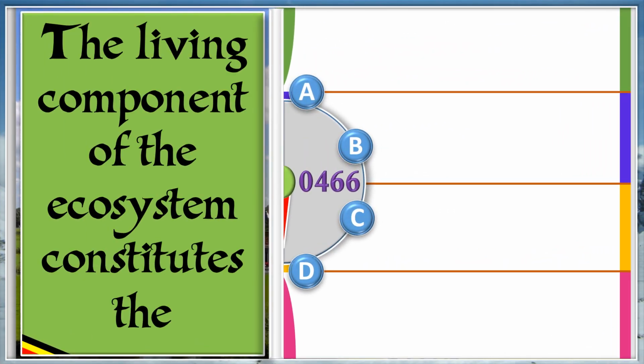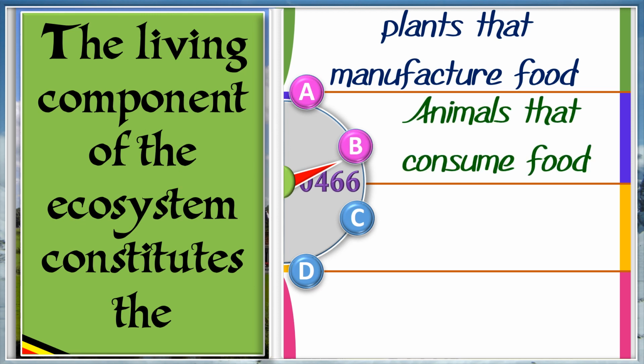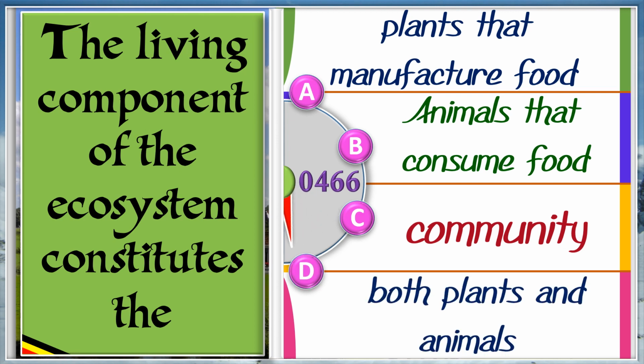The living component of the ecosystem constitutes the: A. Plants that manufacture food. B. Animals that consume food. C. Community. D. Both plants and animals. And the answer is D. Both plants and animals.